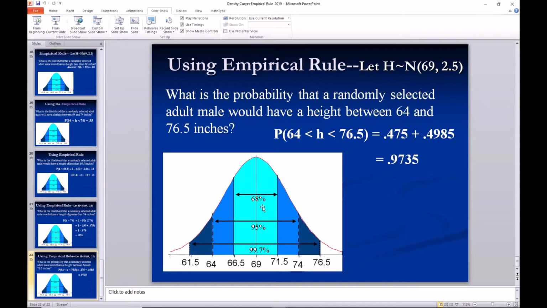Here's the way to look at it. From 64 to 69 is half of 0.95, and that's going to give you your 0.475. From 69 up to 76.5 is going to be half of 0.9975, which is approximately this number. This is a little rounded, so the two add up to this. So yeah, it gets a little bit tricky.